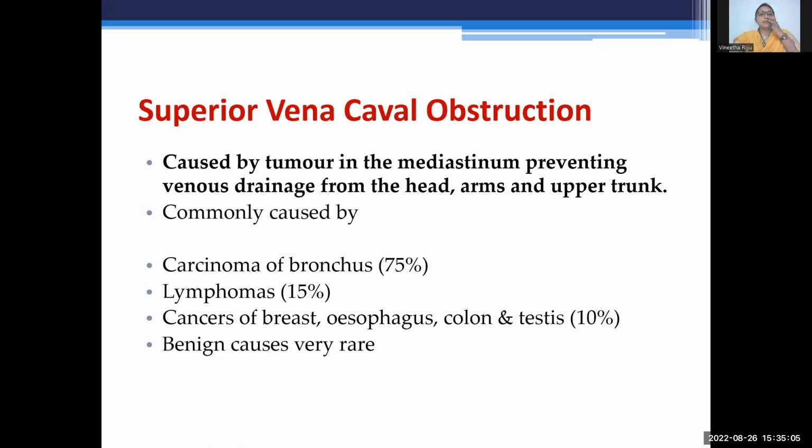So superior vena cava obstruction is caused by a tumor in the mediastinum preventing the venous drainage from the head, arms, and upper trunk. And it is commonly caused by a few cancers, that is cancer of the bronchus, which is the most common. And then you also see it in lymphomas, cancer of the breast, esophagus, colon, testes, and benign causes. Now these are the rare causes, but most often you see it in carcinoma of the bronchus, and of course, lymphomas as well.